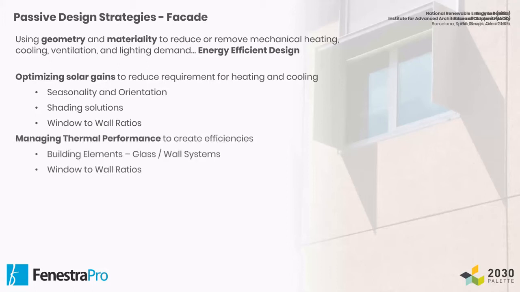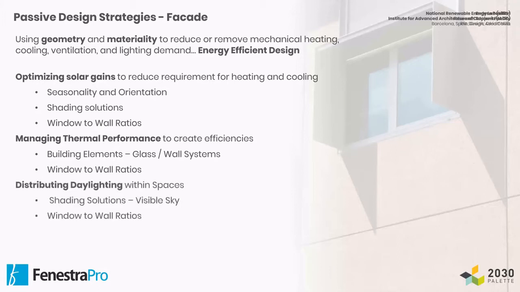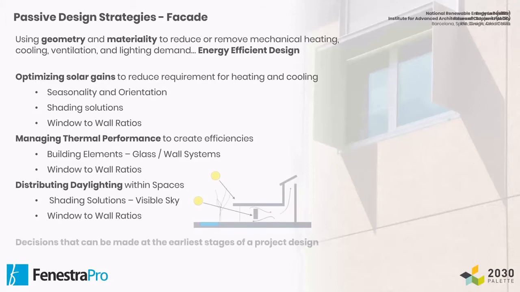Or we might be talking about managing our thermal performance to create efficiencies around heating and cooling, building elements, the different prescriptive performances of glazing and wall systems, and again, the ratio between those two things, that window to wall ratio. Or we might be talking about the distribution of natural daylighting within spaces. So again, we're talking about shading solutions and whether that will restrict or reduce our natural daylighting. And again, you've guessed it, we're talking about window to wall ratios and the amount of glazing and where that glazing is situated. These are all decisions that can be made at the very early stages of a project design.